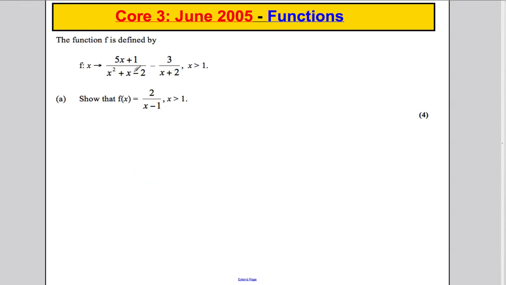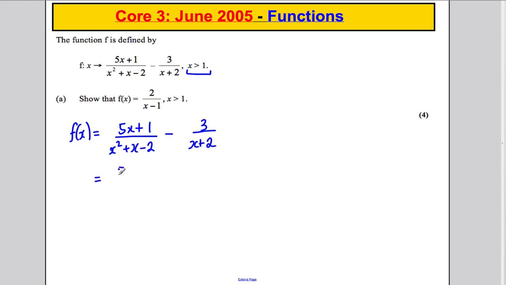Okay, working through bit by bit, here's our function, and we're asked to show that f of x actually simplifies to this. Remember, x has to be bigger than 1. So f of x is (5x + 1) over (x² + x − 2), subtract 3 over (x + 2). When dealing with these, factorise everything you can see.